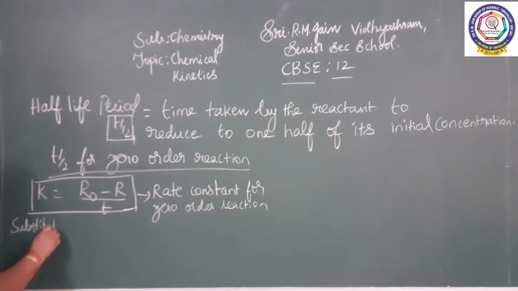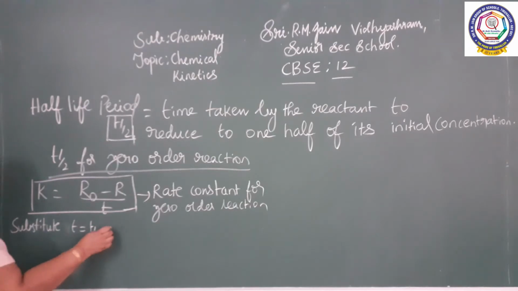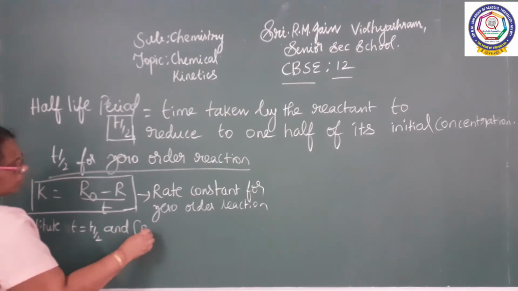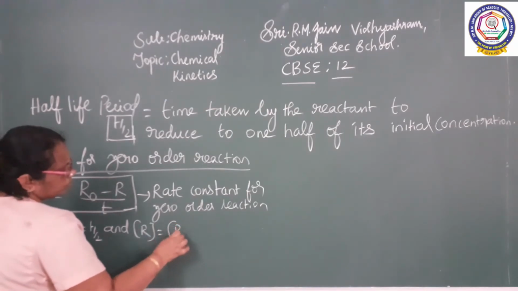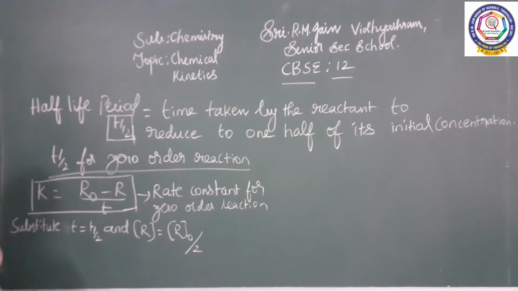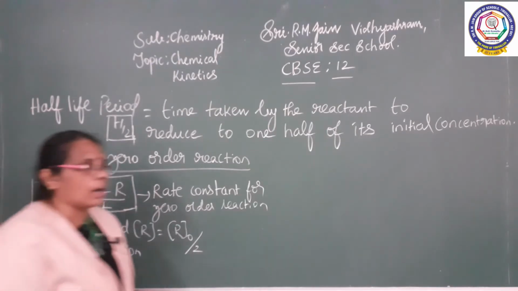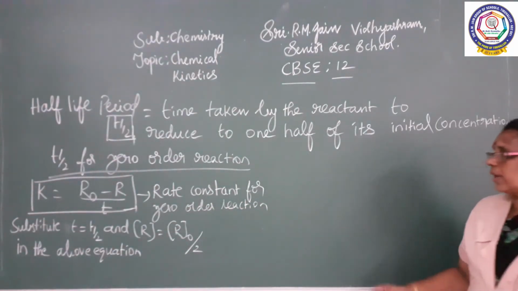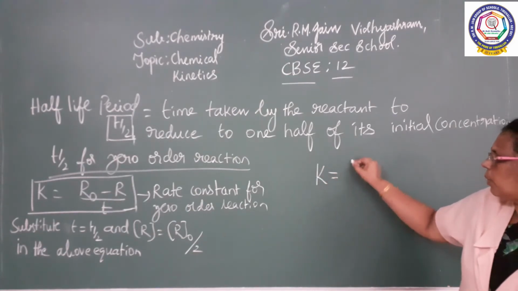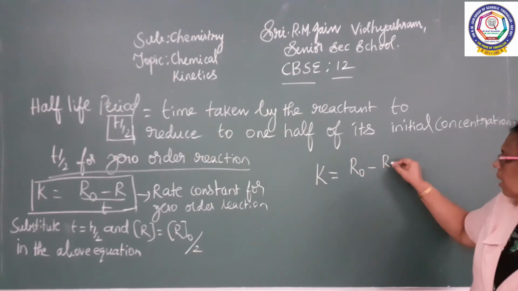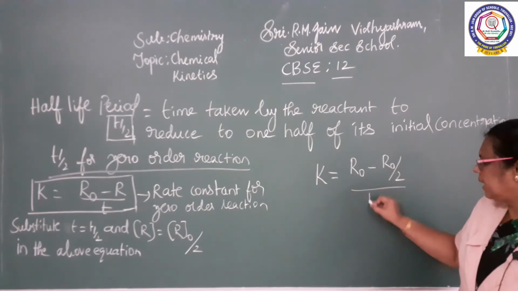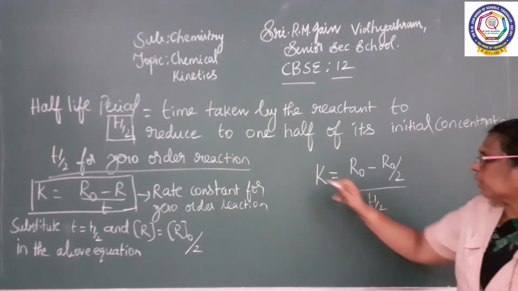Substitute T is equal to T half and R is equal to R naught by 2 in the above equation. What will you get? K is equal to R naught minus R naught by 2, divided by T half. From here we are going to calculate T half.